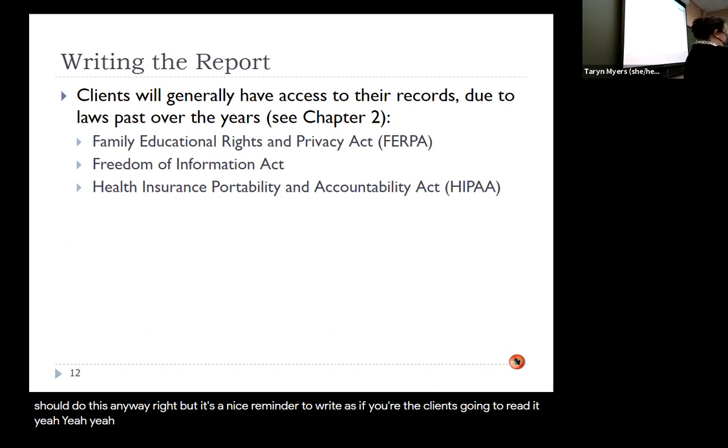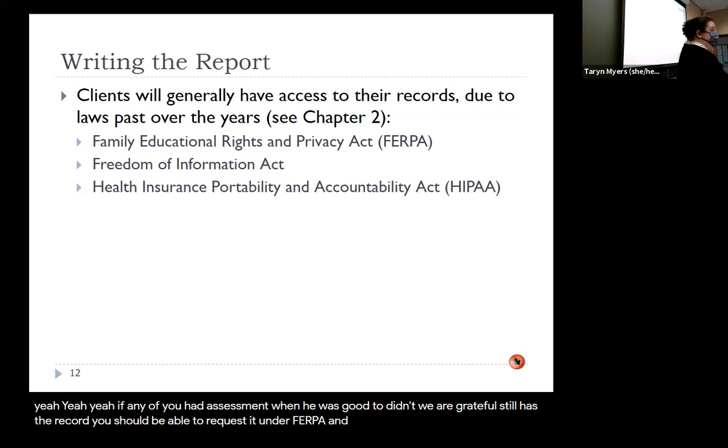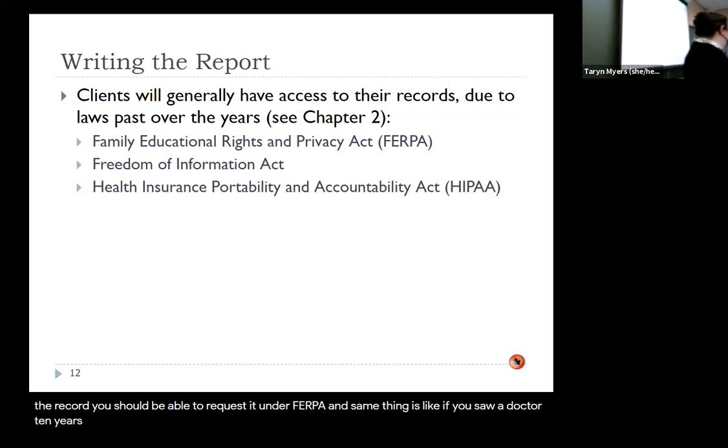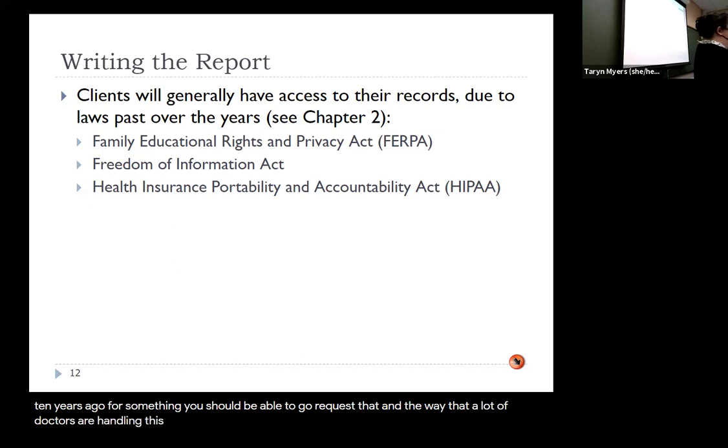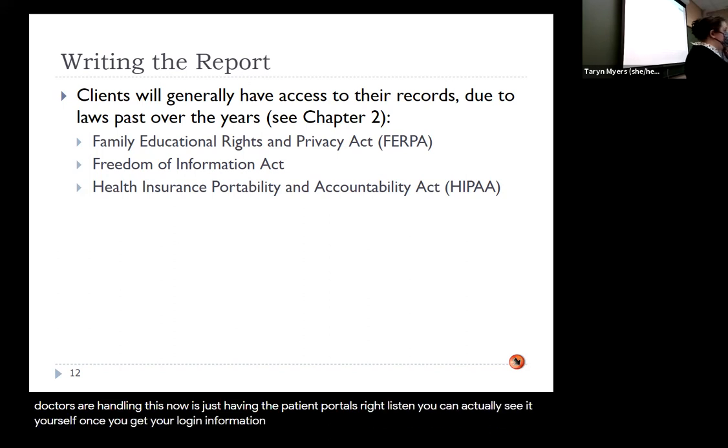Technically, if many of you had assessments when you were kids, and your grade school still has the records, you should be able to request them under FERPA. Same thing if you saw a doctor 10 years ago for something, you should be able to request that. And the way a lot of doctors are handling this now is just having patient portals, right? Because then you can access it yourself once you get your login information.